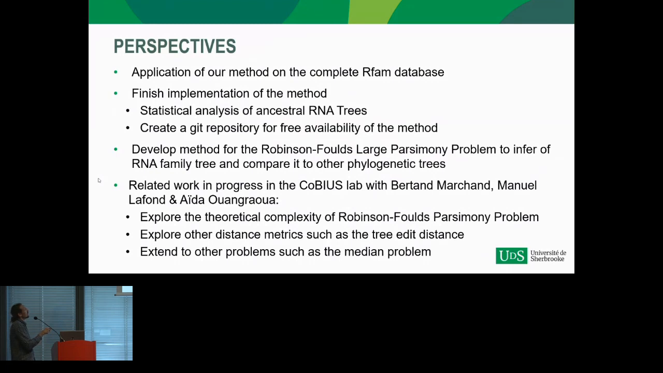We also need to finish the implementation of the method, because for now there is no statistical analysis of the ancestral RNA trees inferred by the method. We also need to create a Git repository for free availability of the method. There will also be the development of a method for the Robinson-Foulds large parsimony problem to infer the RNA family tree and compare it to other phylogenetic trees for the RNA family.